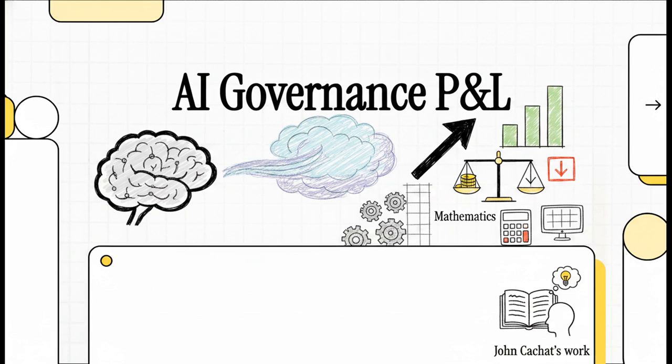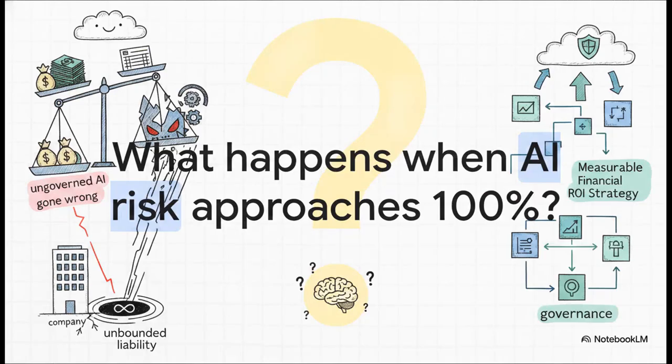But today, we're diving into a really brilliant framework that bridges that exact gap, and it's built on some incredible work regarding AI governance P&L by Cachat. So think about this for a second. What actually happens to a company's balance sheet when AI risk approaches 100%? Look, most companies right now are treating AI risk like it's just another line item, a totally manageable cost of doing business. But the math tells a chillingly different story.